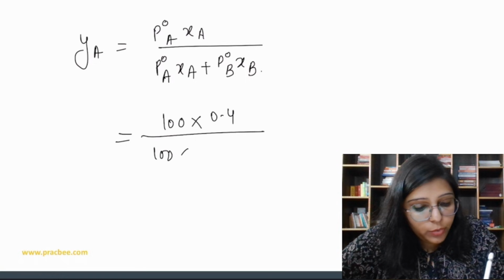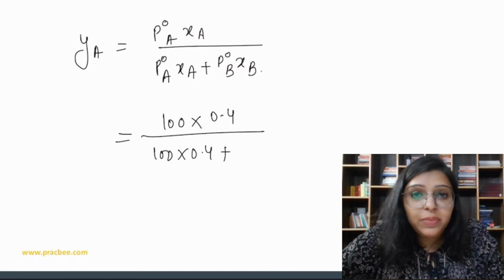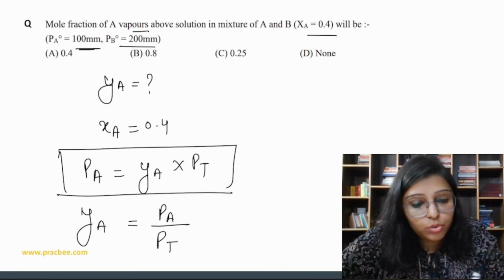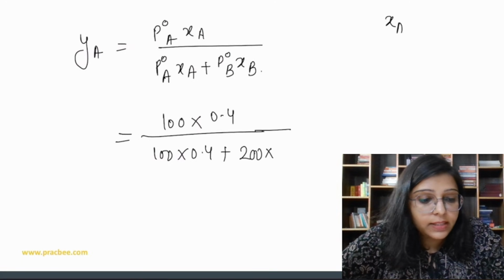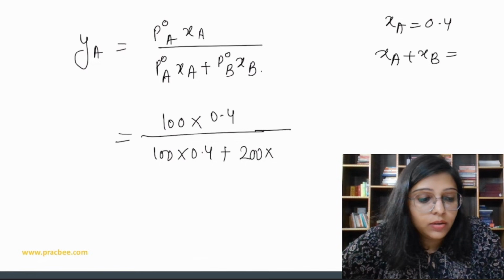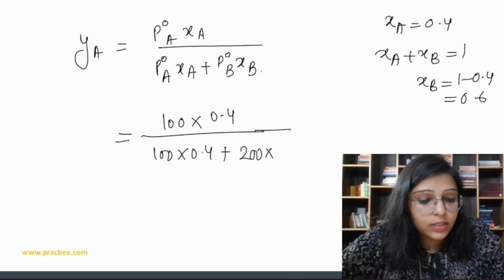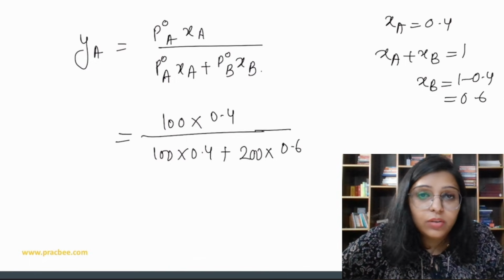Then 100 into 0.4 plus P naught B XB. P naught B is 200. And the mole fraction of B, if XA is 0.4, so we know that XA plus XB is equal to 1. So XB is equal to 1 minus 0.4, it is equal to 0.6. Okay, so let's solve this.